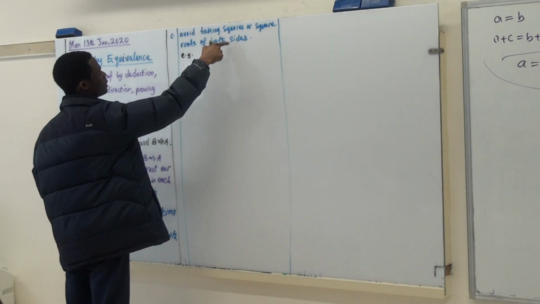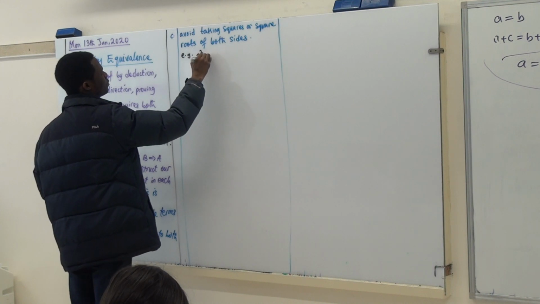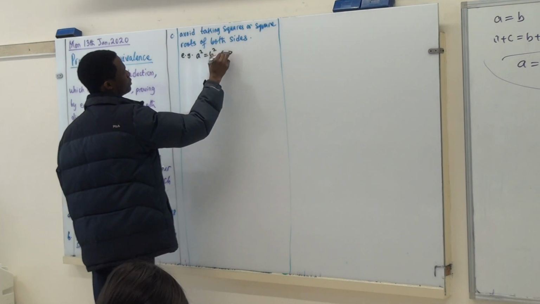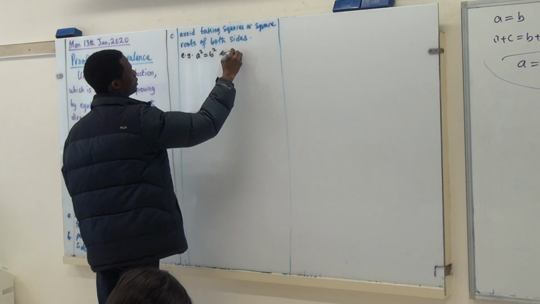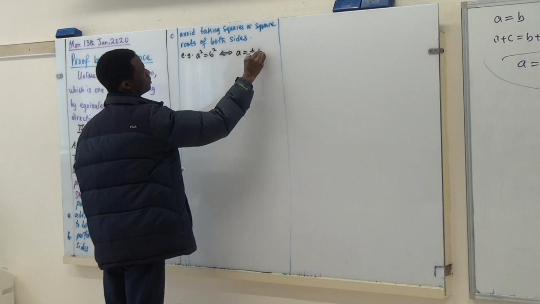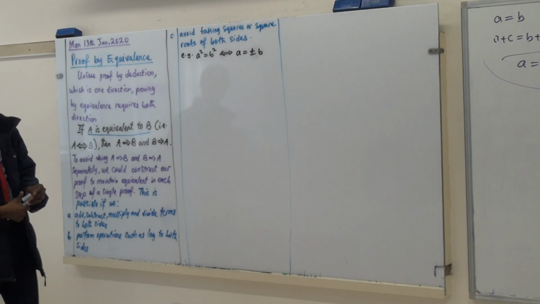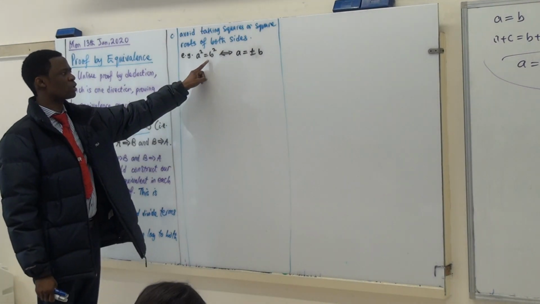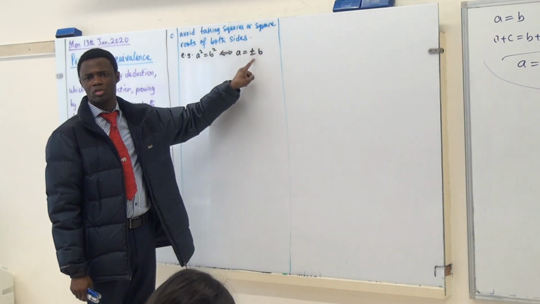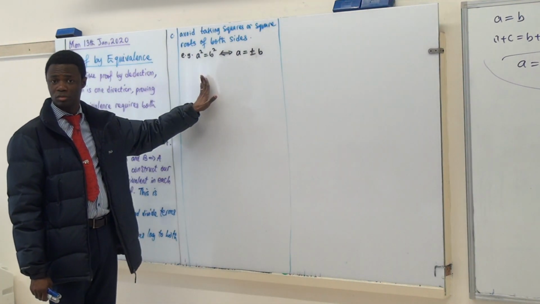I'm trying to give you a scenario of this one. A squared equals B squared being equivalent to A equals plus or minus B. That is, if A squared is equal to B squared, then A is equal to plus or minus B. And if A is equal to plus or minus B, then A squared must be equal to B squared. This is what we should have.